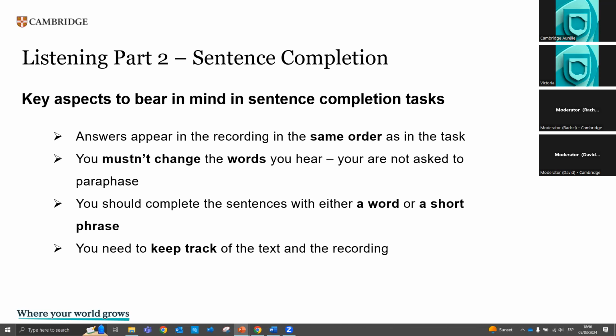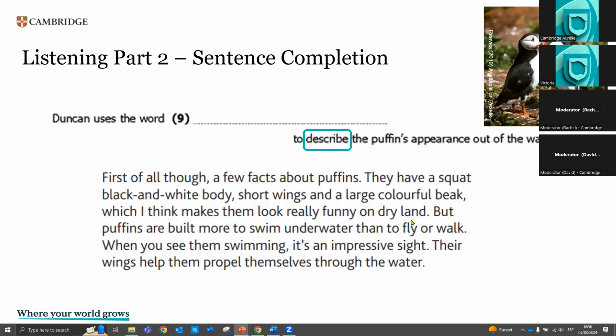And you need to keep track of the text and the recording. But because the answers are in the same order, it will be easier for you. Let's look at an example of a sentence completion task. Here we've got a gap. We're going to look at what comes before and what comes afterwards. So we've got the word describe. The words that are used to describe are usually adjectives. And then we've got a lot of adjectives here: short, funny, spot, impressive. But only one refers to their appearance out of the water on dry land. So this is the key.